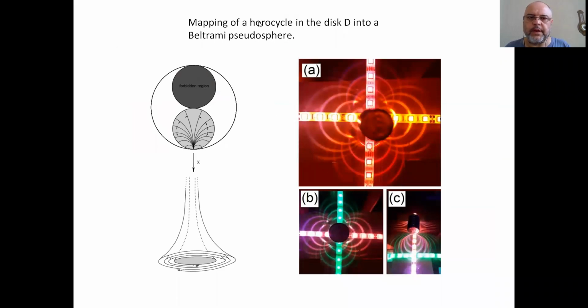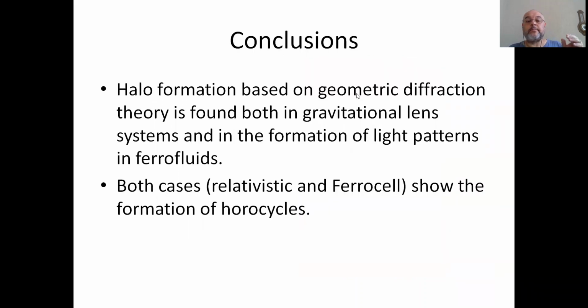In the paper on hyperbolic length, we have a mapping of a horocycle in the disk D into a Beltrami sealed sphere. And here you can see some images of the light horocycles in the ferrocell system.